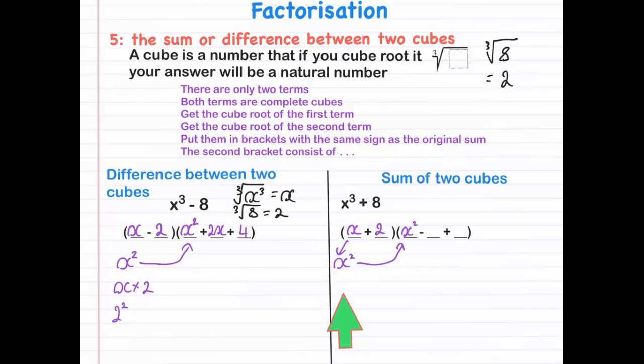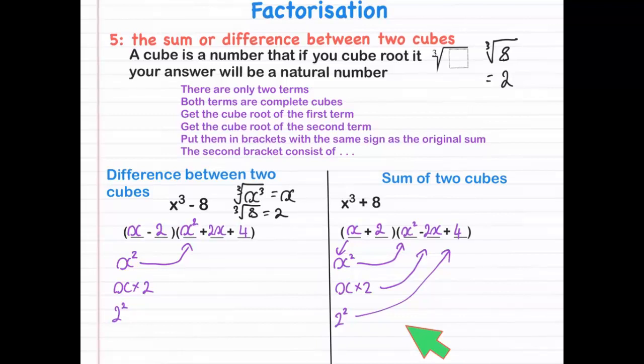Okay, and then where does the middle term come from? It's simply the x times the 2, so it will be x times 2, and that will be 2x, and that answer goes in there, so it will be 2x. And the last term will be 2 squared. If I take that 2 and square it, my answer will be 4, and that answer goes in there, and it is 4.